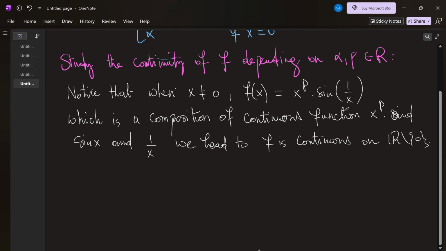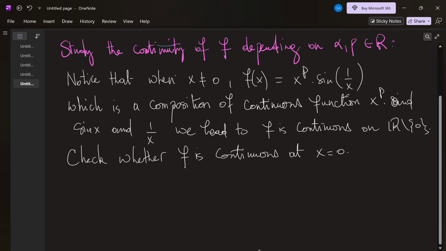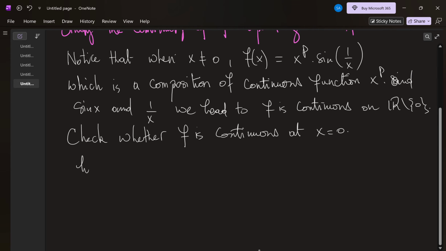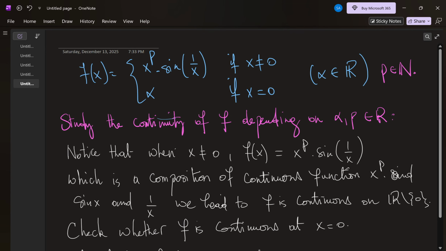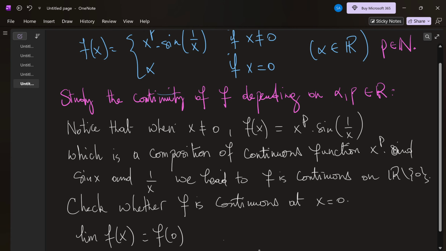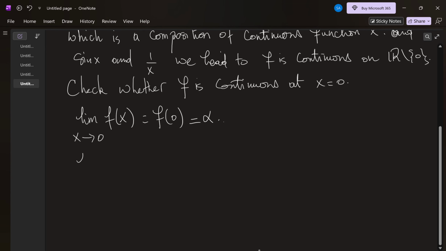Now what remains is to check whether f is continuous at x equals 0. So we must find that the limit of f of x is equal to f of 0 when x approaches 0. Here in this case, from the definition, f of 0 will be equal to alpha.